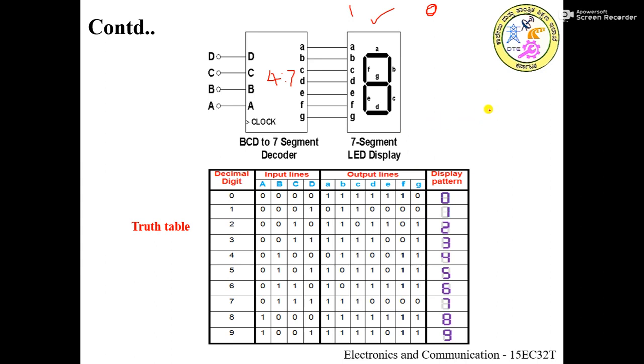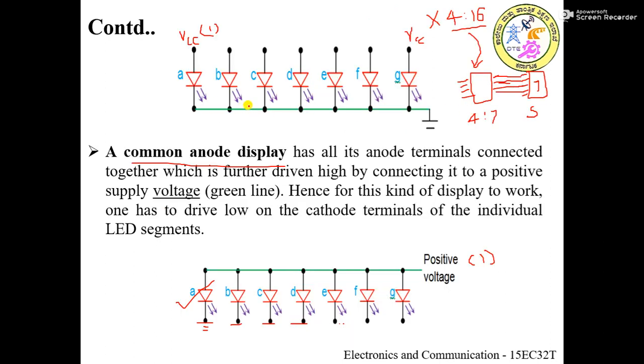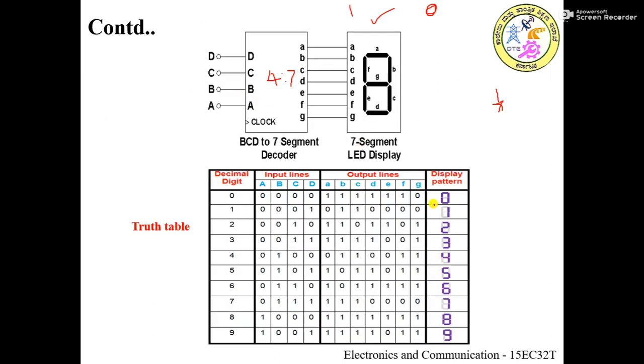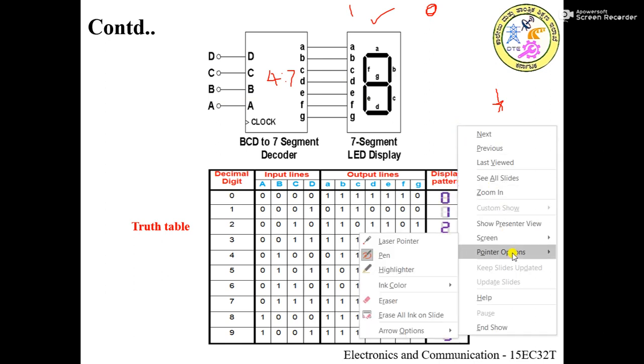In a common cathode display, the cathodes of the LEDs are already connected to ground. For whichever LED you want to glow, you have to send a binary information 1 on it. Then only that particular segment or LED will glow. You can see here, let's say I want to display 0. Let's erase the annotation first.